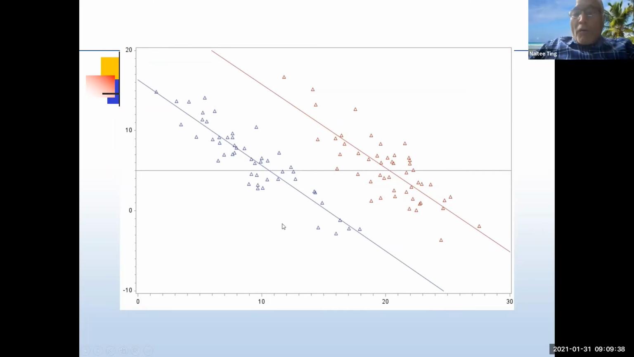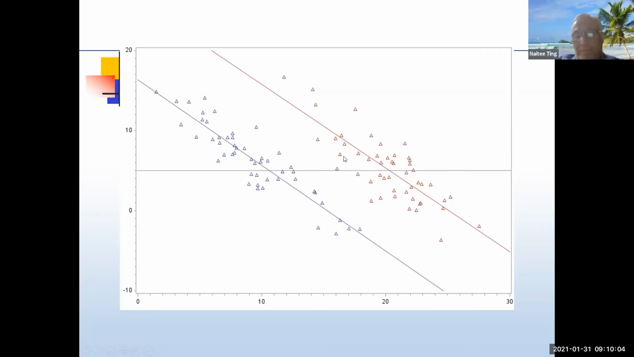Now, if I incorporate the baseline in the model, of course, then you're going to have the intercept. Because the two lines are parallel, we can just look at this point. If you look at this point, this is the difference. The difference is about 10. It's about 5 here and about minus 5 here. So we have a difference of about 10 units.